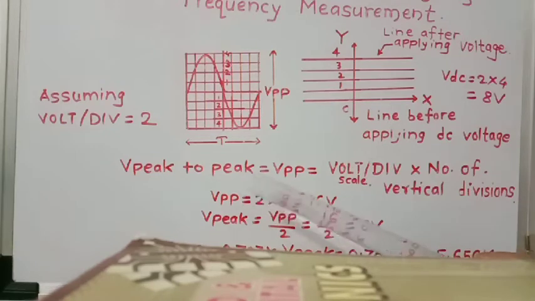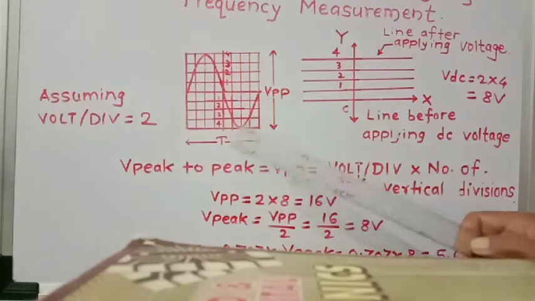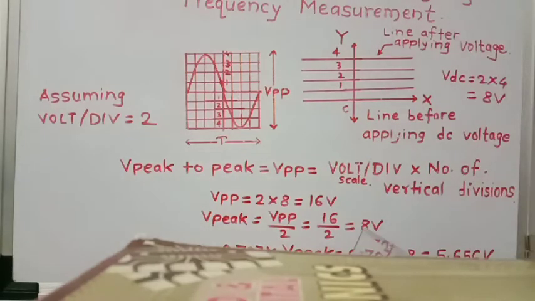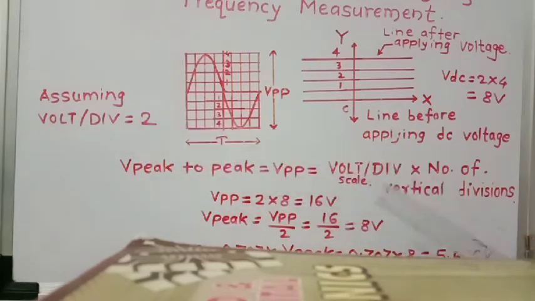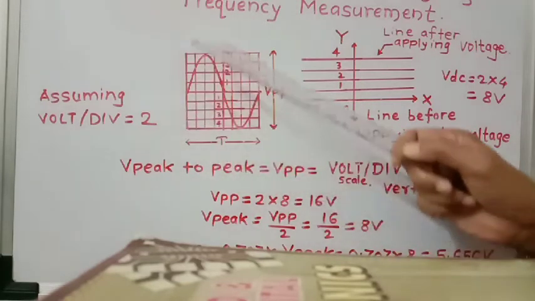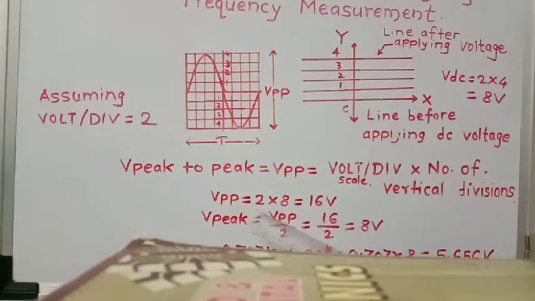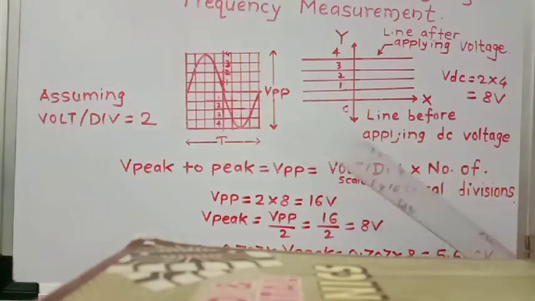So peak to peak voltage is equal to volts per division into number of vertical divisions, and that is equal to 2 into 8, since volts per division is already set to 2 volt and the number of vertical divisions is 8. Volts per division means for one division it is 2 volt, and there are total 8 divisions, therefore 2 into 8. So peak to peak voltage is equal to 16 volt.